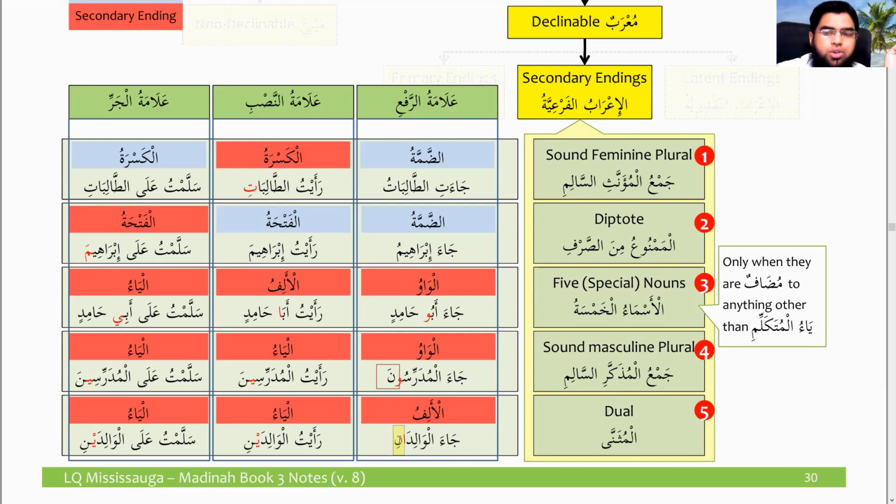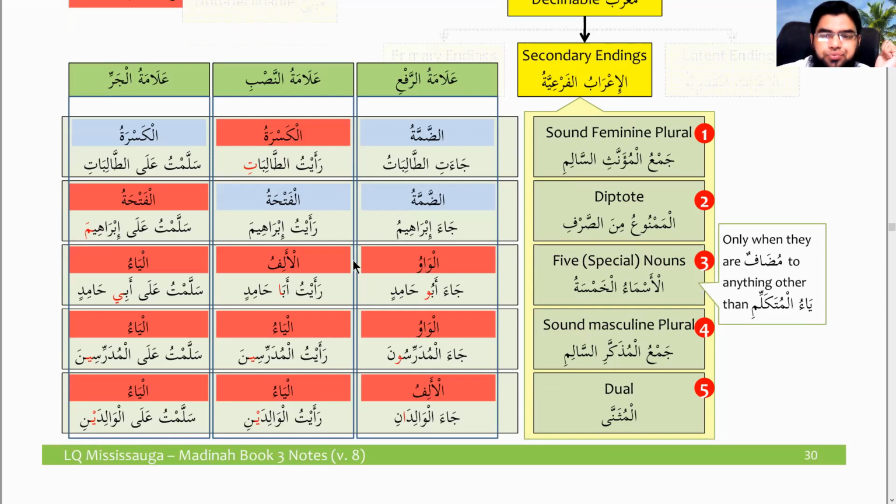Similarly here also, this noon. So that is why we learn a rule: when it becomes mudaf, this noon drops. Like tanween drops, this also drops, like ra'aytu mudarrisu makkata. I saw the teachers of Makkah. Right? Mudarrisu. So we'll drop the noon when it becomes mudaf.